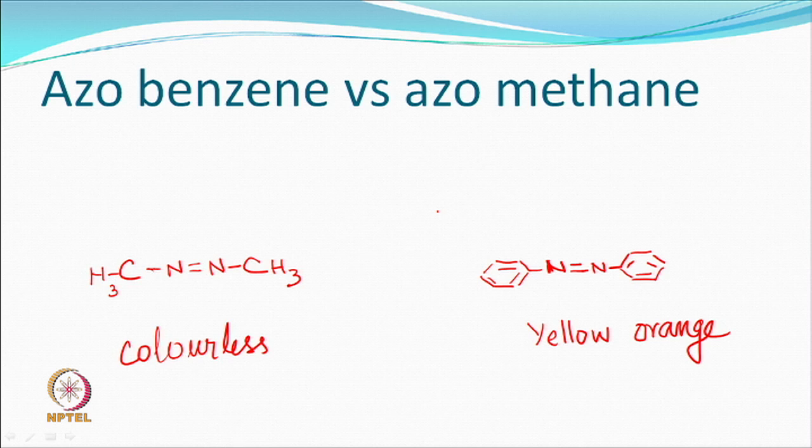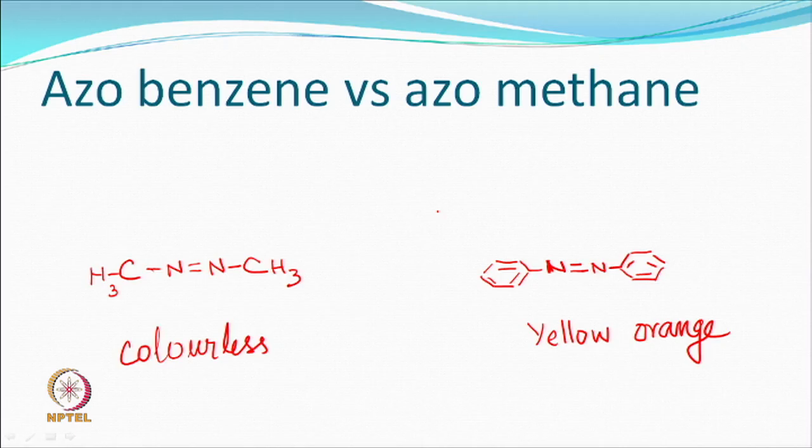So, there is this compound which you can see has an azo group, but it has a dimethyl group. On the other hand, you have an azobenzene type of structure. In both the cases you have the azo group, but enough conjugation is not there in one, and so you see it absorbs radiation, but in a region which is not in the visible range.